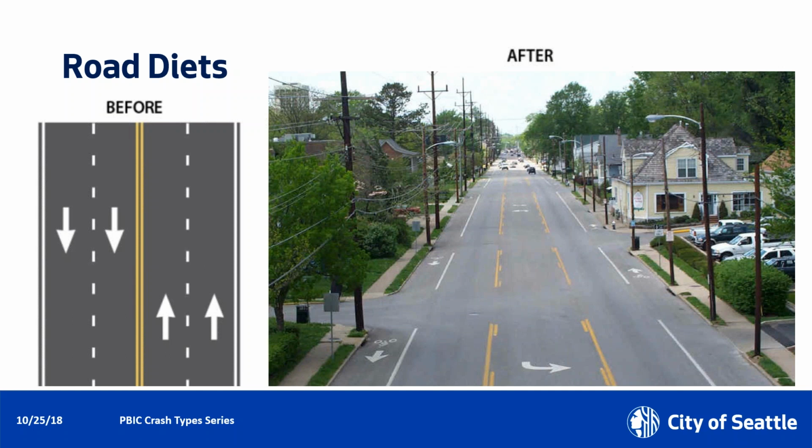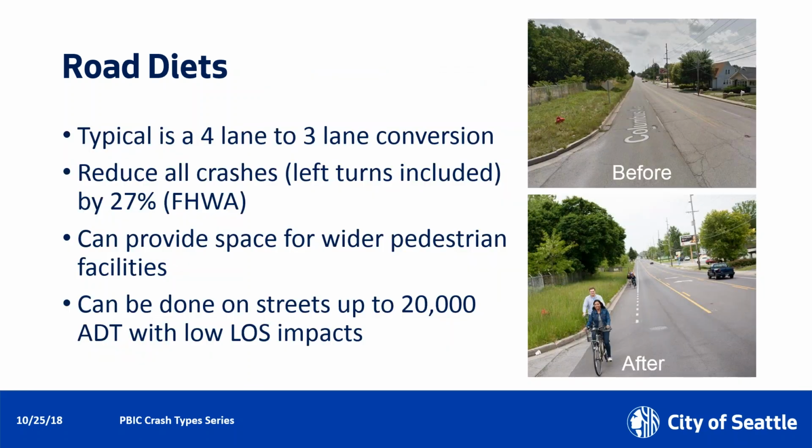These have a high benefit of reducing all crashes, mid-block intersection, and all turning crashes by up to 30%, or at least 27%, based on the FHWA. Typical is a 4 to 3 lane, but you could also go from a 5 lane to a 3 lane and maybe add in some sort of bicycle facility.